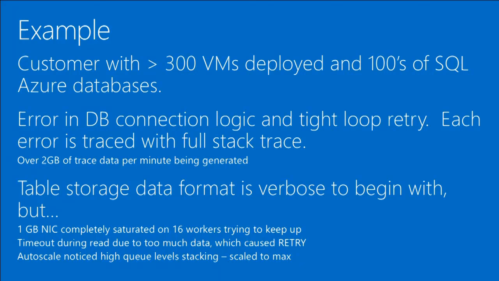So we couldn't process the data fast enough. The message would reappear. Another instance would pick it up and start all over again. So now we have like 32 instances trying to index the same data. It was a complete mess.